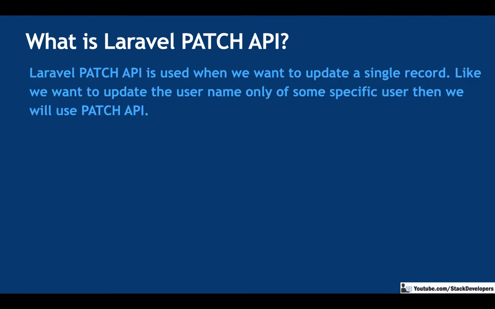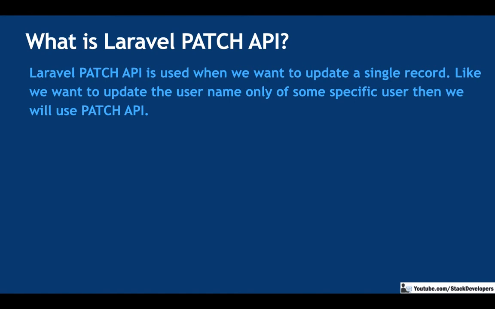Laravel Patch API is used when we want to update a single record, like when we want to update only the username of a specific user. Whenever we want to update only one single record, we will call the Patch API. We will not use the Put API in that case.